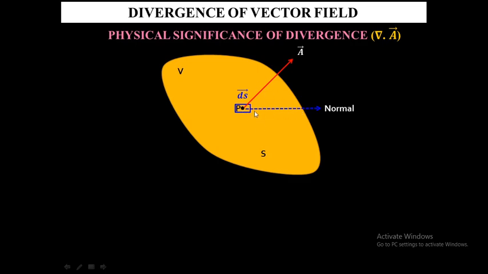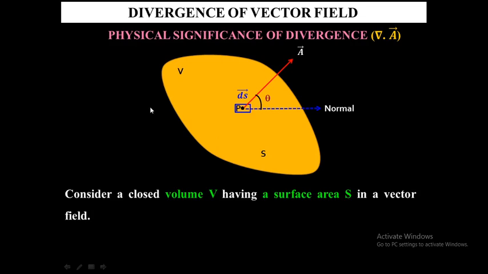Okay, and suppose theta is the angle between the direction of vector field and the normal. Normal means the direction of ds vector. The direction of ds vector and the normal is the same. Okay, what I have said in this diagram we can write in the text also.